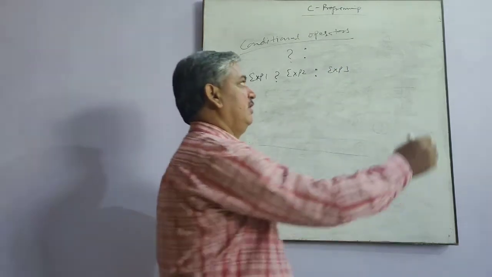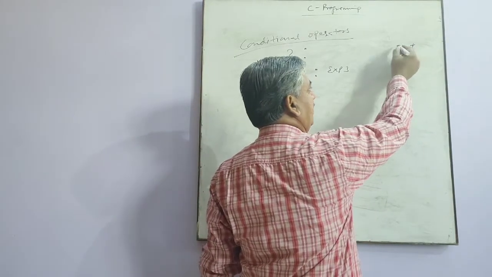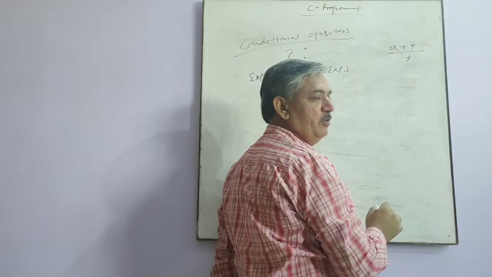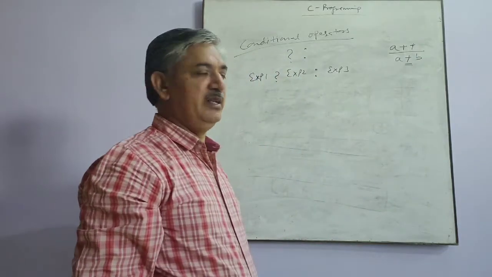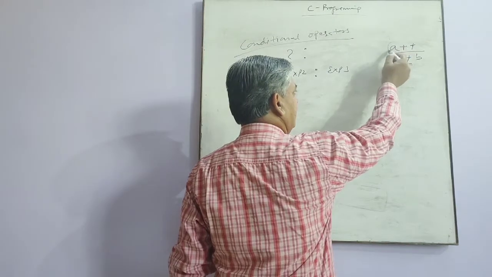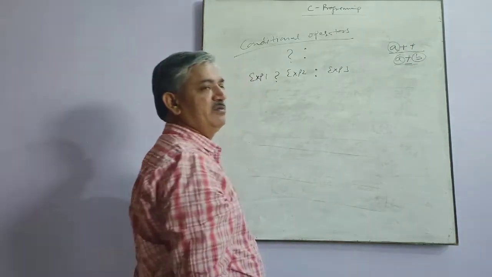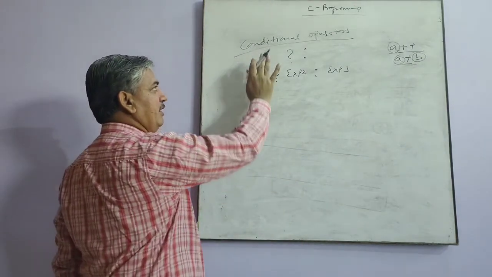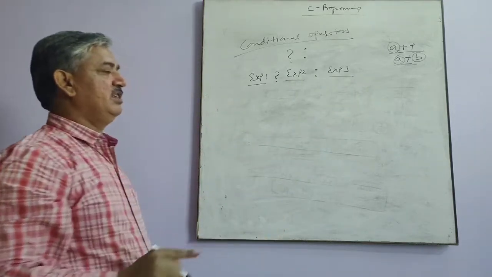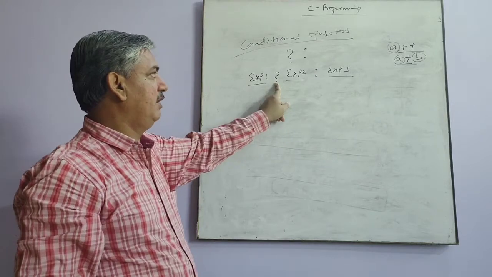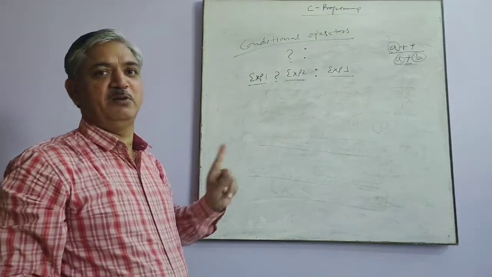This plus plus is the unary operator, plus is the binary operator. When I write a plus plus, this is unary. When I write a plus b, this plus is binary. In this only a single operand is there. In this we have 2 operands a and b, that's why this is binary. In the conditional operator we have 3 operands: expression 1, then this symbol, expression 2, then this symbol, then expression 3. So this is the example of the ternary operator in C.